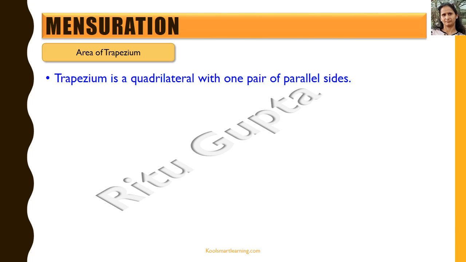A trapezium is a quadrilateral, which means it's a four-sided figure with one pair of parallel sides. So we see that in this case, this AB is parallel with DC. So these two lines are parallel. So this is a trapezium.